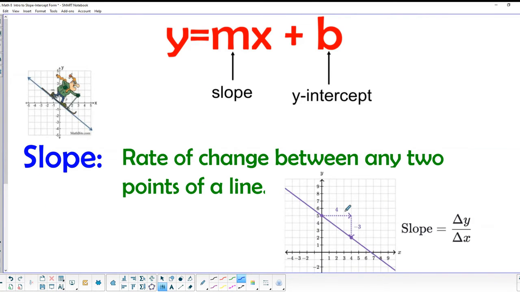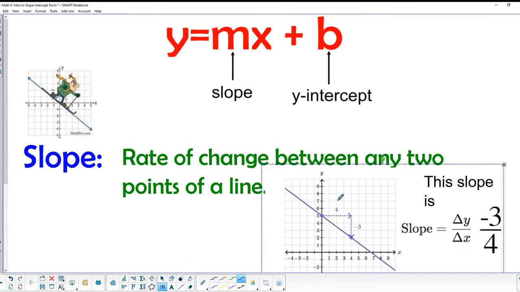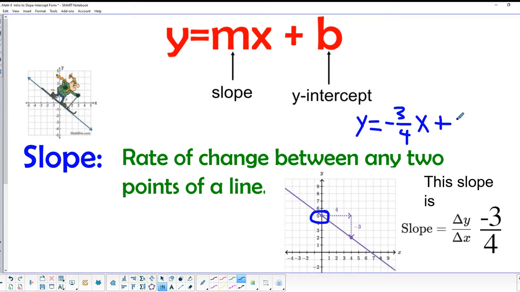First of all, the slope of the line is just how fast or how much it's changing. So in this particular equation, the slope is negative 3/4. So if I was to write this equation, I would have y equals the slope, which I just found is negative 3/4 times x, and then the y-intercept, where it's crossing the y-axis, happens to be 5 on this particular problem.